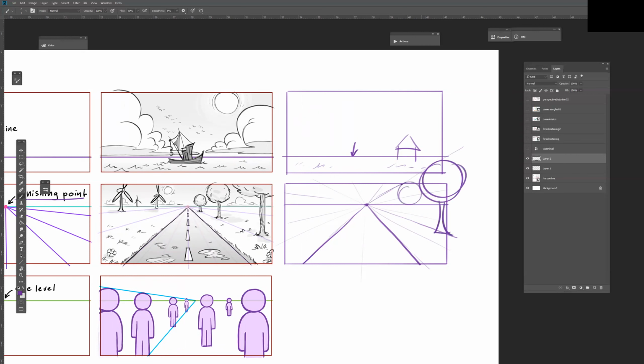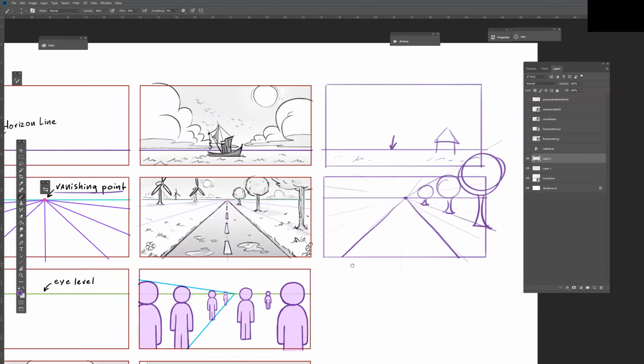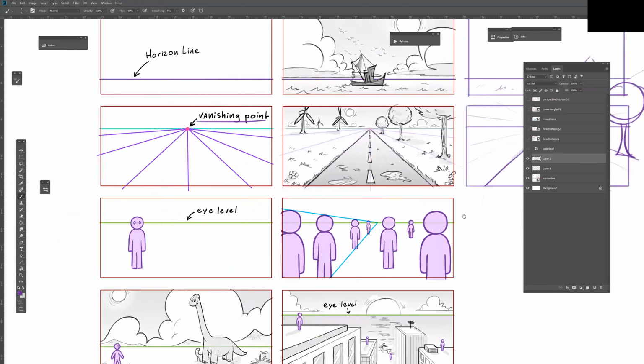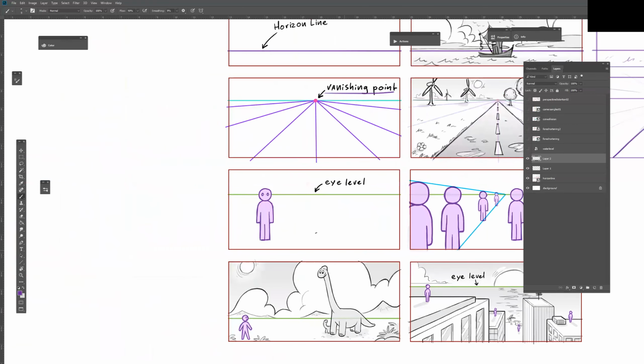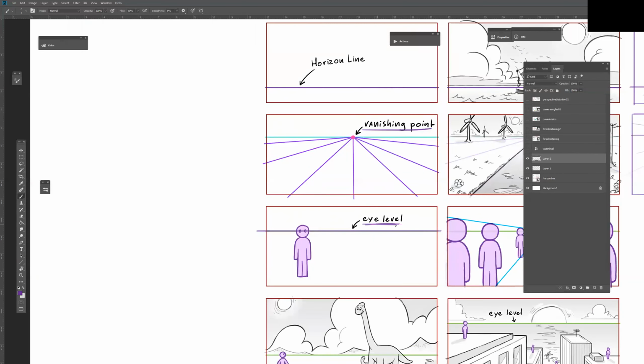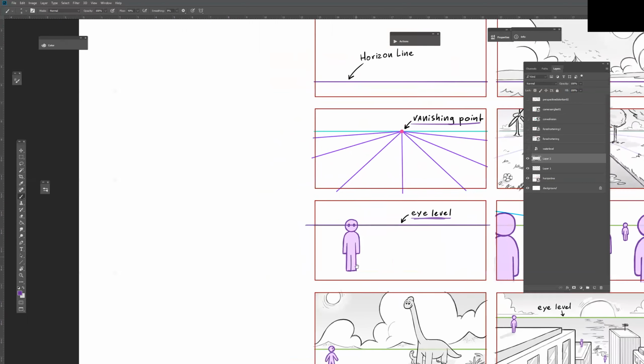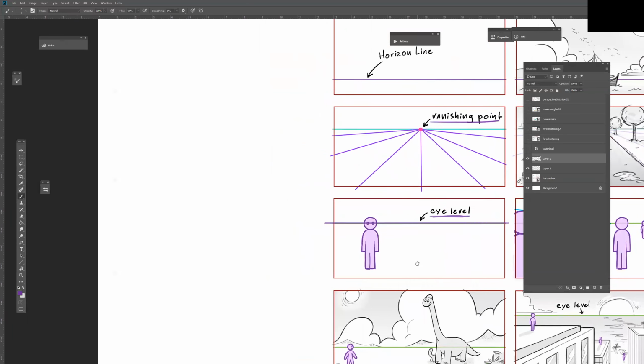And I will explain more about this when I talk about one-point perspective and more. But basically, for now, that's what you need to know. This is the vanishing point. This is also the horizon line, but you can also call it the eye level. And that works basically like this.